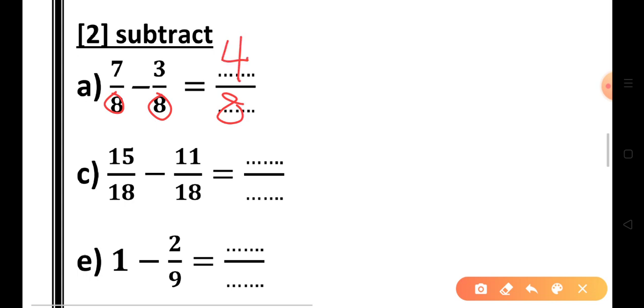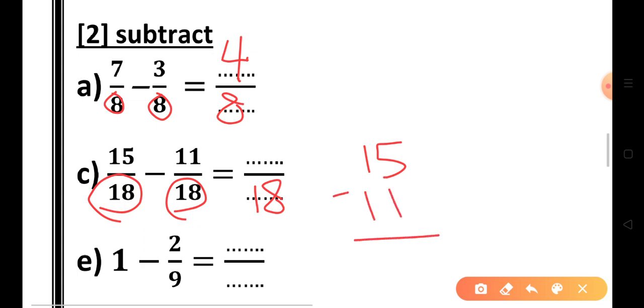Letter C. 15 over 18 minus 11 over 18. The two denominators are the same, so keep it and subtract the two numbers on the top. 15 minus 11 equals 4. This number is 4.